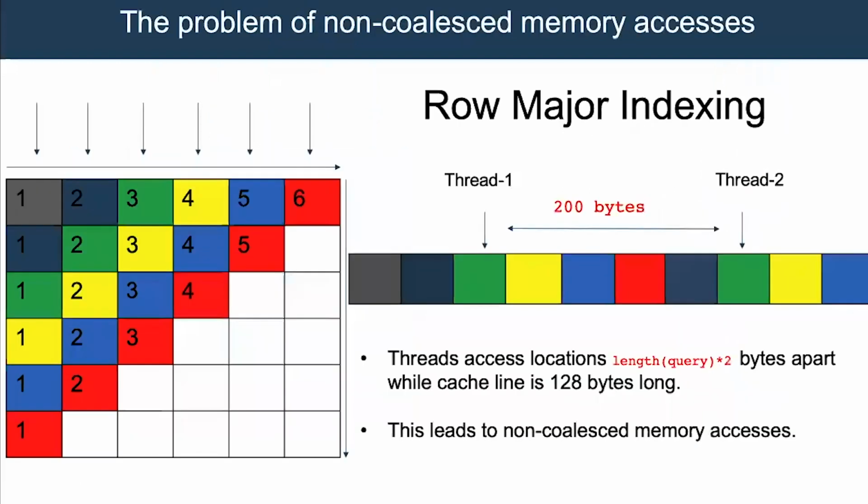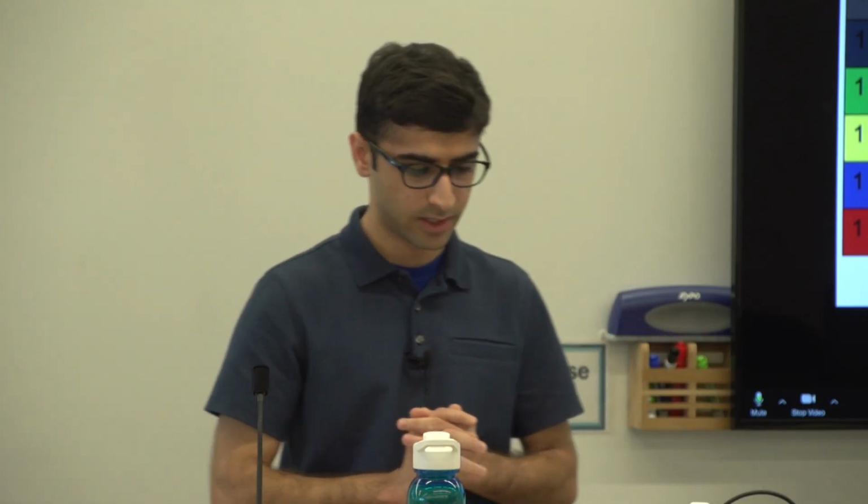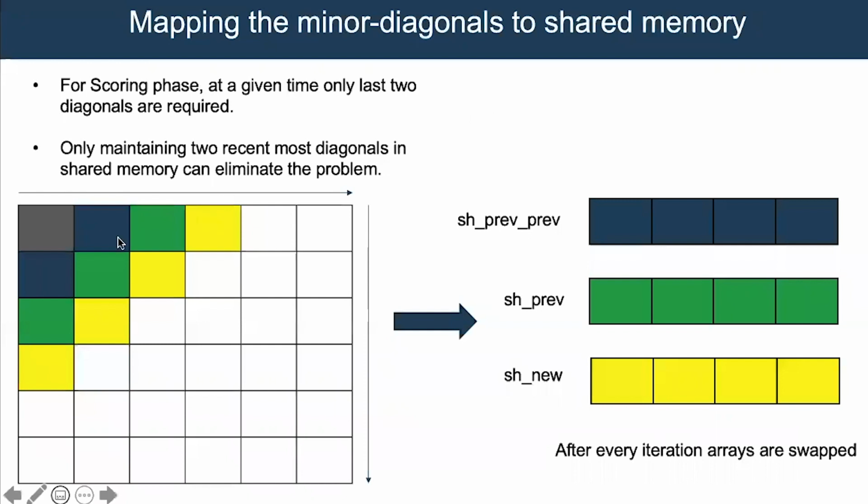Another challenge in the scoring phase that I faced was non-coalesced memory accesses. If we are computing this green anti-diagonal, let's say thread 1 is calculating this cell, thread 2 is right over here, and thread 3 is here. Then looking inside the memory layout, we'll see that thread 1 and thread 2 are accessing memory locations which are about 200 bytes apart, considering that the length of the query sequence is about 100 bases. The cache line is 128 bytes long in a GPU, and that means we have a really bad case of non-coalesced memory accesses. So to solve that, I mapped these anti-diagonals to the shared memory. Now, shared memory is a faster memory in the GPU, and it is a restricted resource, so we have to use it wisely.